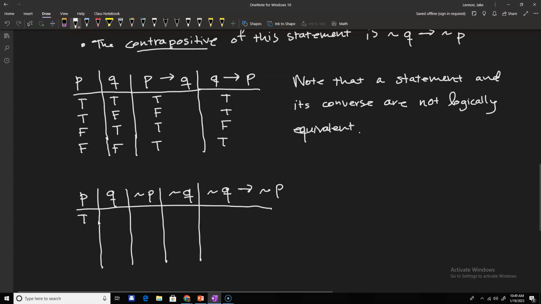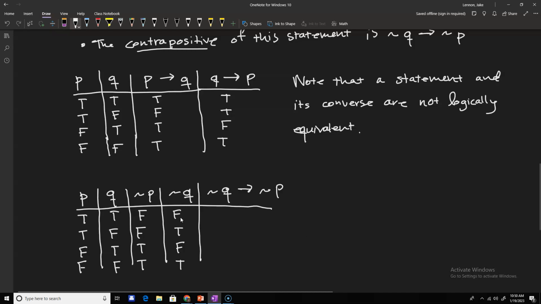So again, let's go through just the regular. If P is true, not P is false. If P is false, not P is true. Then go through the Q statements. If Q is true, not Q is false. If Q is false, not Q is true. I'm just keeping the same order as I did above for the converse truth table.